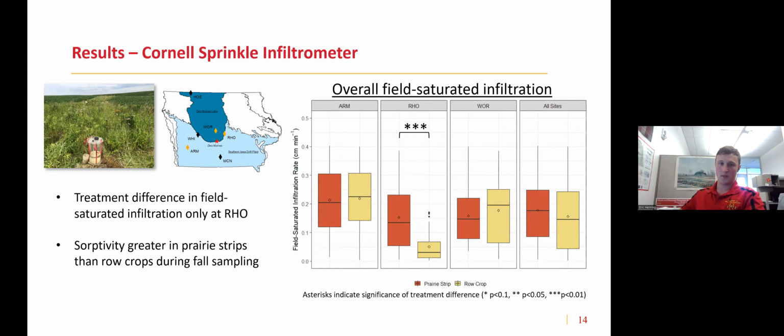However, here I have field saturated infiltration rates, and these are just at the 3 sites where we measured on 3 separate occasions, all combined together. When we look at all 3 time points for these 3 sites, we do see that there's one site, the row site in the middle, that has significantly higher field saturated infiltration within the prairie strip than the row crop. On the other hand, for the other 2, there's essentially no difference.